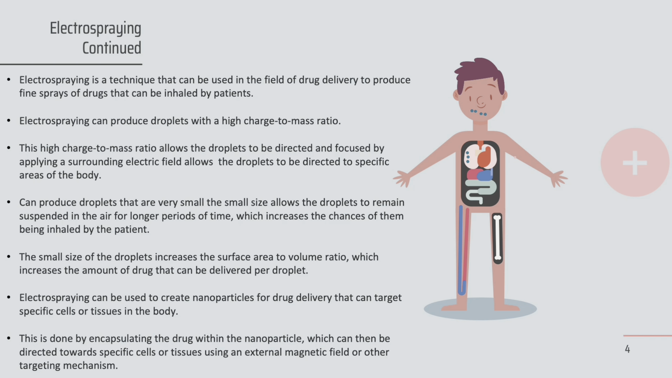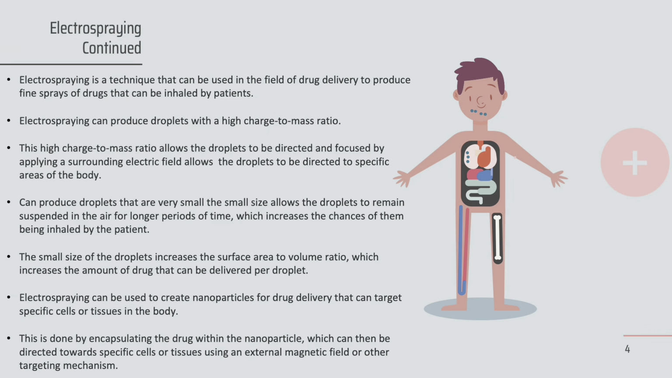Another advantage of electrospray for drug delivery is that it can produce droplets that are very small, typically on the order of micrometers or even nanometers in diameter. This small size allows the droplets to remain suspended in the air for long periods of time, which increases the chances of them being inhaled by the patient. Additionally, the small size of the droplets increases the surface area to volume ratio, which increases the amount of drug that can be delivered per droplet.